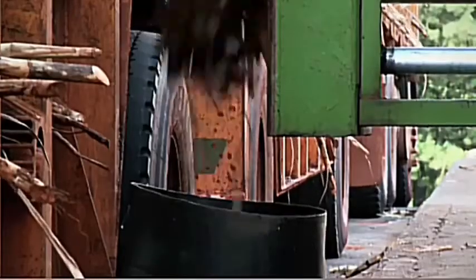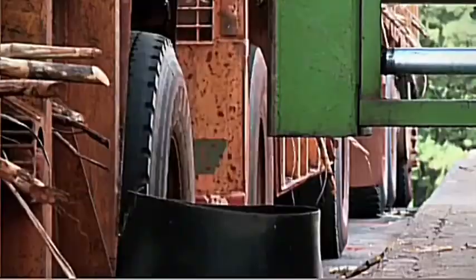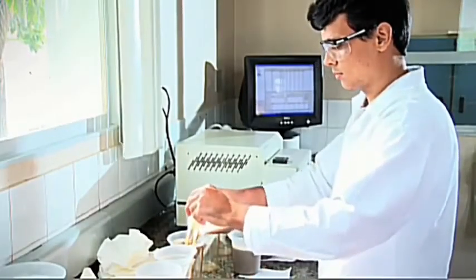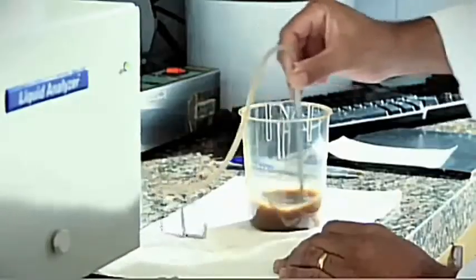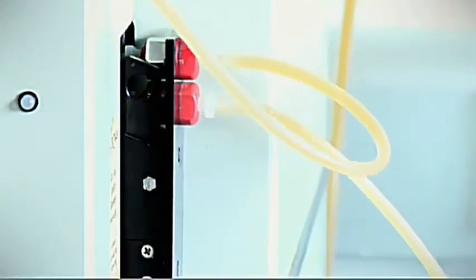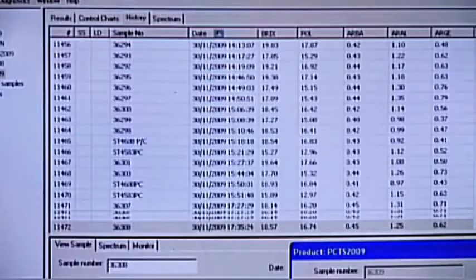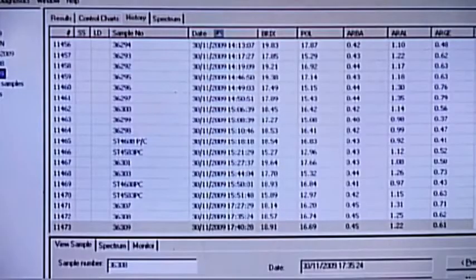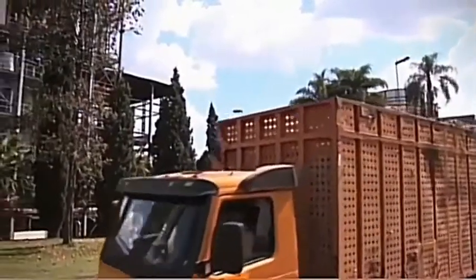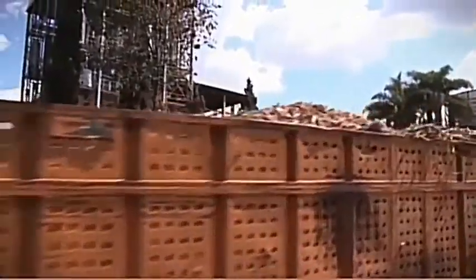At the mill, once the truck is weighed, a sample of cane is removed and analyzed in the lab. The sucrose content in the cane determines how the industrial process will be carried out. And sucrose levels can reach 150 kilos per ton of sugarcane. After the truck is weighed and the testing concluded, processing begins.